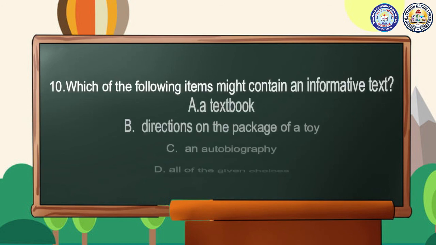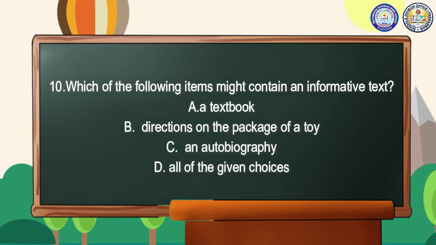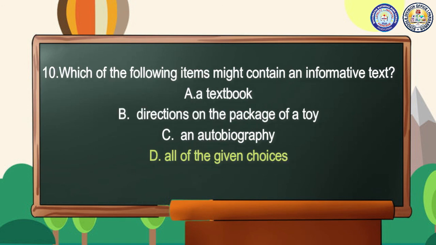Which of the following items might contain an informative text? A. A textbook. B. Directions on the package of a toy. C. An autobiography. D. All of the given choices. The answer is D. All of the given choices.